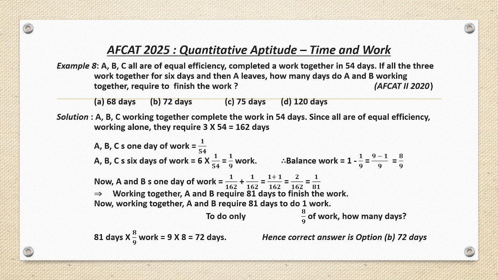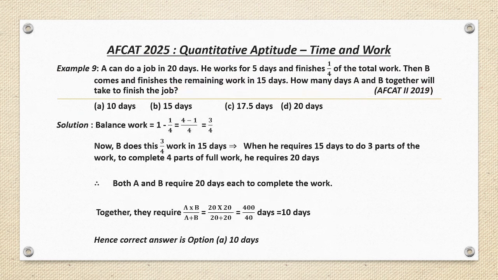So here the clue is in working together 54 days. So from there we have to understand that working alone, they will be taking 54 into 3. For example, if there are 5 workers of equal efficiency and they are taking 50 days working together, individually, how many days do they require? 5 into 50, 250 days. So please remember this. Next, let us take up another example.